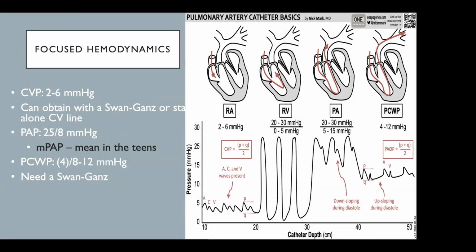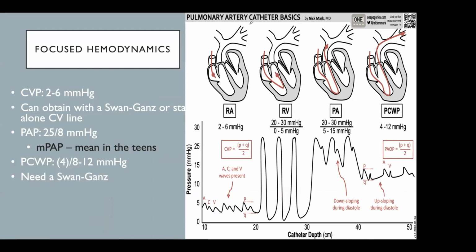So we'll dive in just a little bit deeper when we're looking at our hemodynamics. We'll look at CVP or central venous pressure, pulmonary artery pressure, pulmonary capillary wedge pressure. These are big ones. And your mean pulmonary artery pressure is also significant as well.